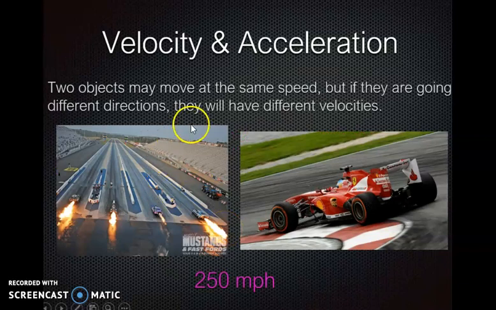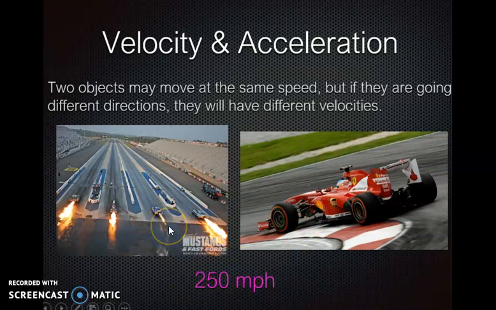If I have two objects, I have these awesome dragsters right here, and then I also have this F1 car over here. These two types of cars can move at the same exact speed. Let's just be totally unrealistic and say that they move at 250 miles per hour, which they both do individually, but you're not going to catch this one doing that around a curve. But let's say 250 miles per hour.